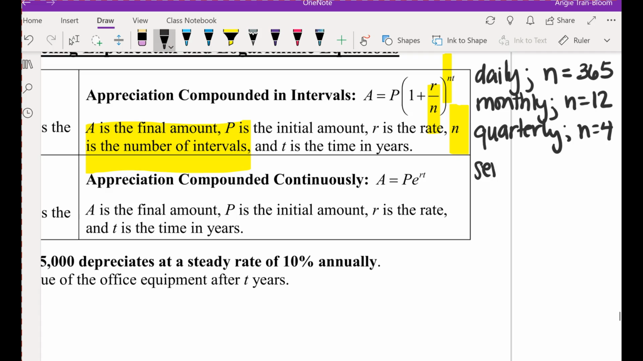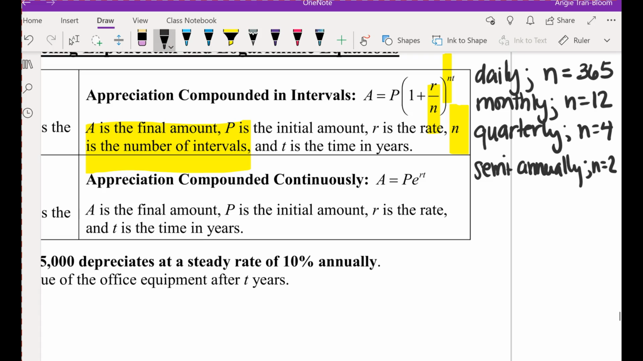How about a new word, semi-annually? N is 2. Those are very common values of N that you're going to use. Semi means what? Two. Annually means yearly. So semi cuts it in half. Wait, if it's cut in half, doesn't that make 1? Right, but there are 2 halves in a year. So we're talking about per year. How many times per year? You're right.